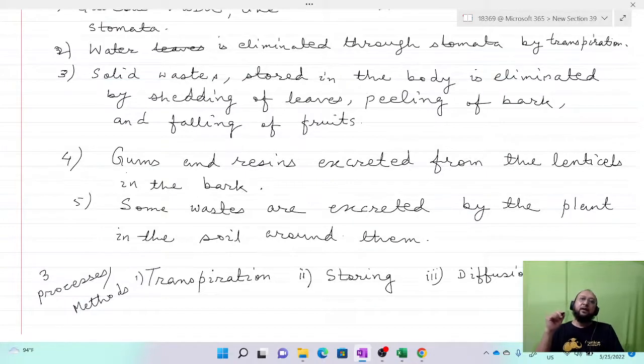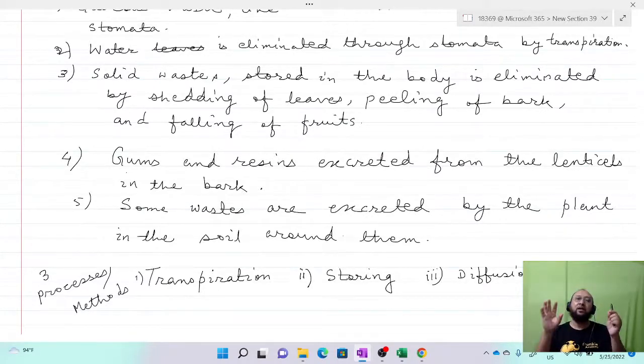Okay. Now another important process by which the plants are able to get rid of this metabolic waste, that is storing. Just imagine an animal or human body is accumulating urine in one arm, in one whole hand. And when it is fully formed, then it will fall off from the body. Is it possible? Can you imagine?